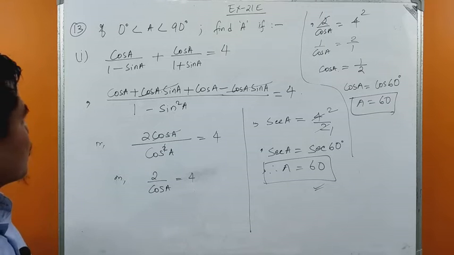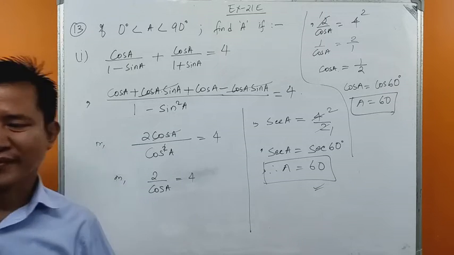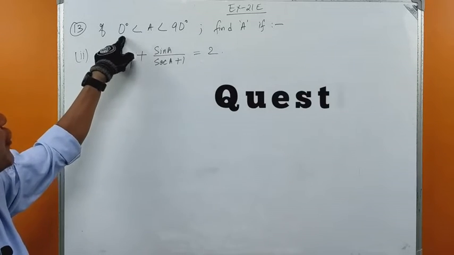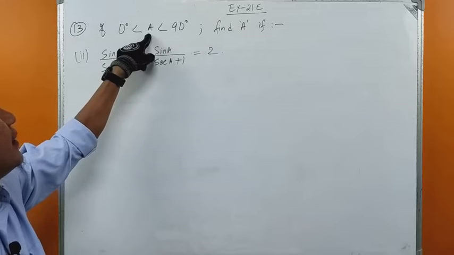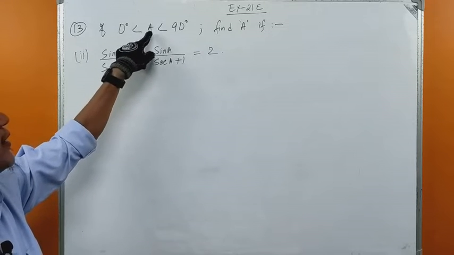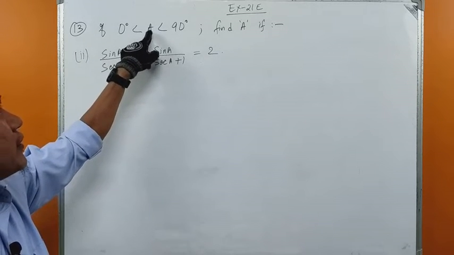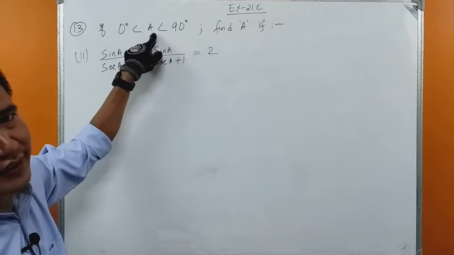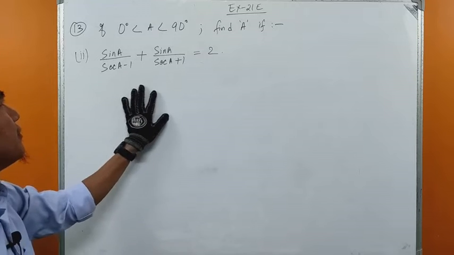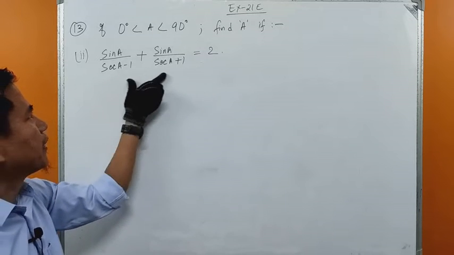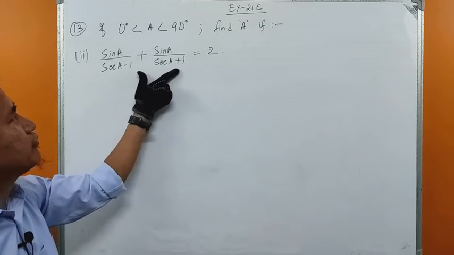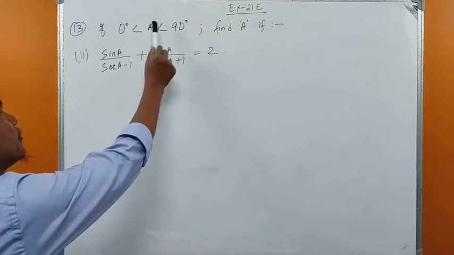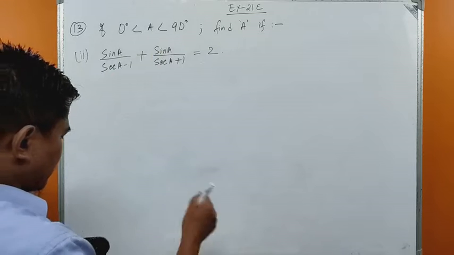Now let us do question number 2 of 13. Angle A lies between 0 degree and 90 degree. Angle A is greater than 0 degree, not equal to 0 degree, but the value of angle A should be greater than 0 degree and less than 90 degree. We must keep this in mind. So we are provided with this equation. From this equation we are asked to find the value of angle A, and angle A lies between 0 and 90. So let's do this.